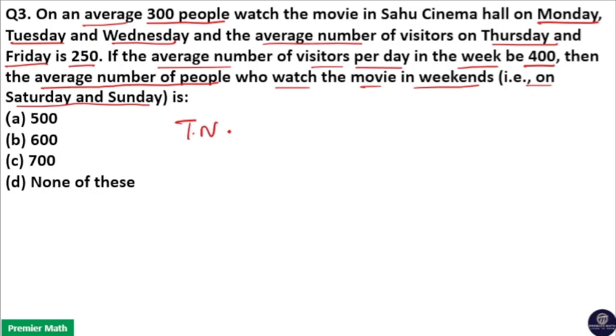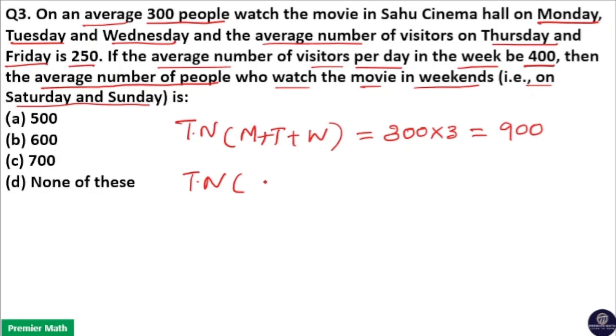Here, total number of people who watch movies on Monday, Tuesday and Wednesday is, average on Monday, Tuesday and Wednesday is 300, and there are 3 days. So 300 into 3, 900 is the total number of people who watch movie on Monday, Tuesday and Wednesday. Again, total number of people who watch movies on Thursday and Friday is, average of Thursday and Friday is 250 and there are 2 days, that is Thursday and Friday.